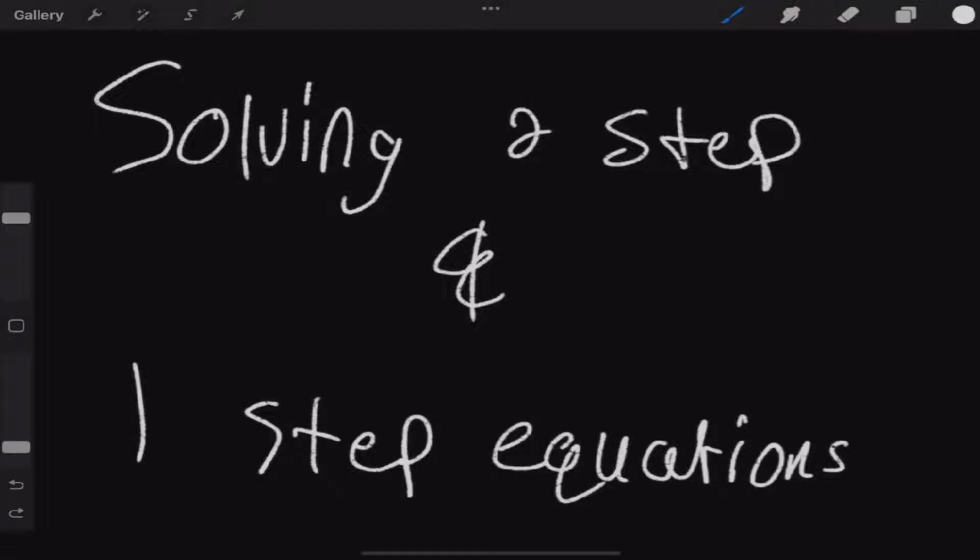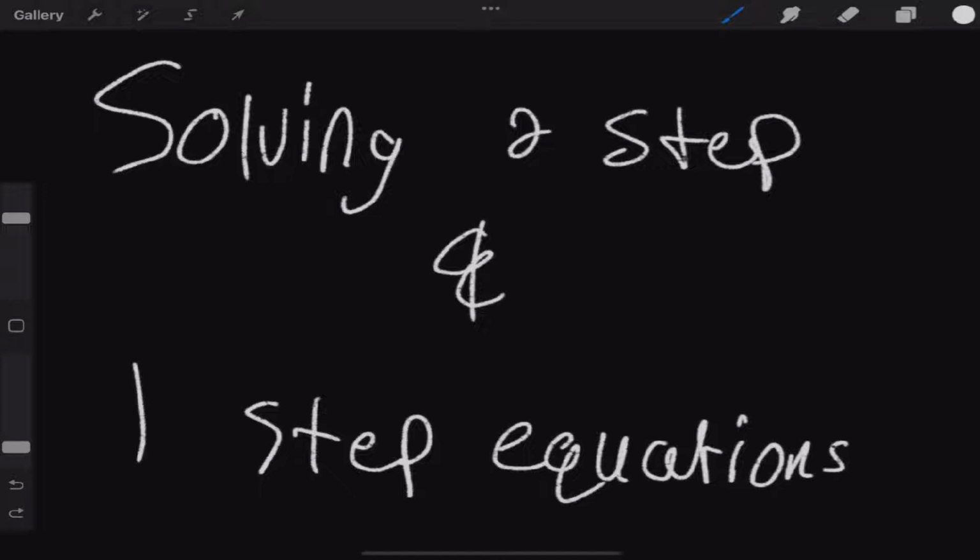So today we're going to be solving two-step and one-step equations. Basically, in this video we're going to be running through 4 properties of equality, and then at the very end we're going to be running through order of operations, or in other words PEMDAS. You've probably heard that before. Just so that you know when you're solving two-step equations, you know what order to go in.